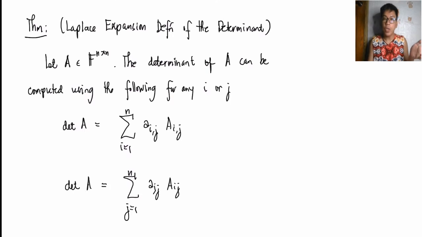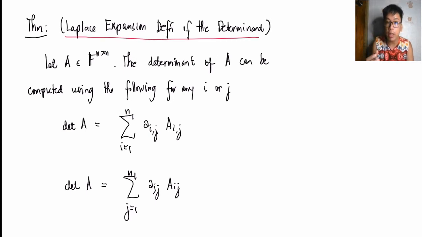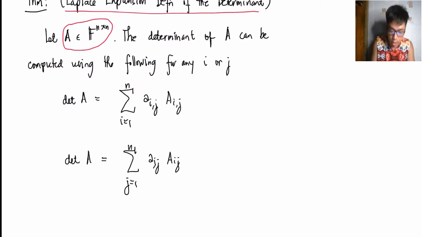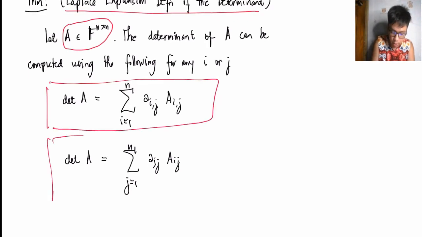That's it. So how do we use this definition of cofactor for solving the determinant of a matrix? We will introduce the theorem here. This is the so-called Laplace expansion definition of the determinant, sometimes known as the cofactor expansion method. Let A be an n by n matrix, so it's a square matrix. The determinant of A can be computed using the following, for any i or j, by this theorem.